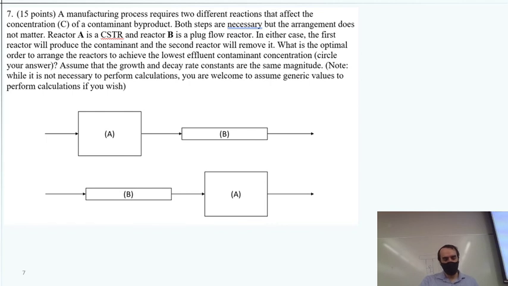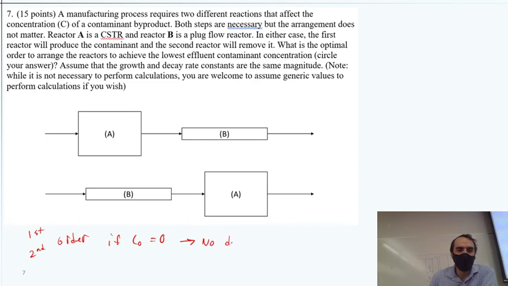So if you start thinking about it in those terms and you have first order or second order, if C naught equals 0, then you're going to have 0 throughout the whole thing. Because the growth depends on how much is there to begin with. It's like a bank account, right? You're not going to be earning interest on $0. It just doesn't work. So that was kind of dumb, right? So this is no different.